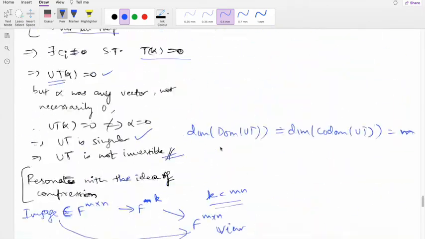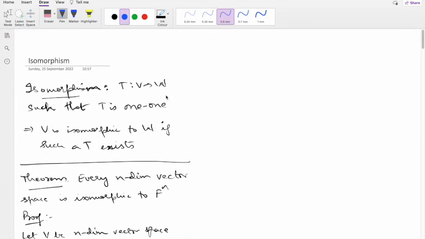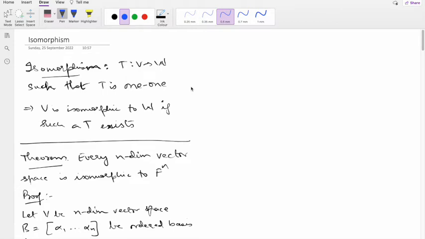Okay, so with this, we'll end the algebra of transformations part of the lecture. We'll now move to the idea of isomorphisms. How do you define an isomorphism? It is basically a linear transformation which goes from V to W vector spaces, let's say, right? Such that T is 1-1, right? So any 1-1 linear transformation is called an isomorphism, right? And we say that V is isomorphic to W and vice versa, that W is isomorphic to V, if such a T exists, right? If such a T exists, then we say that V is isomorphic to W.